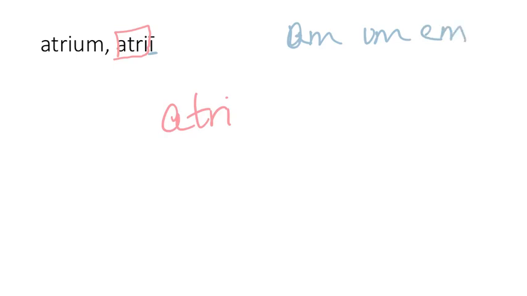Next word, atrium, atrii. All right, what declension are we in? Well, that long I tells us second declension. Okay, what's the stem of this word? Everything except the long I. So it's A-T-R. Okay, if we wanted to make this accusative, we have to go through the endings in our head. Am, um, em, not that, because we're in the second declension.